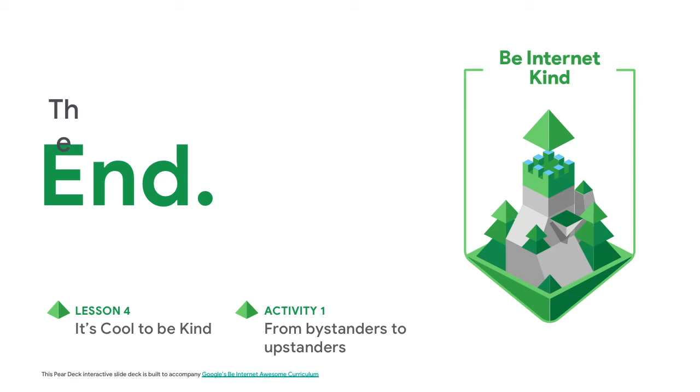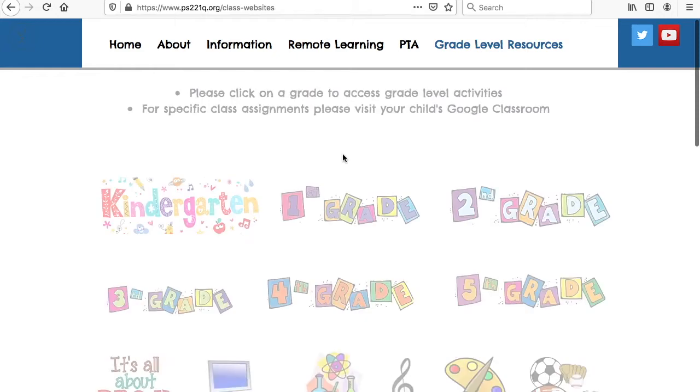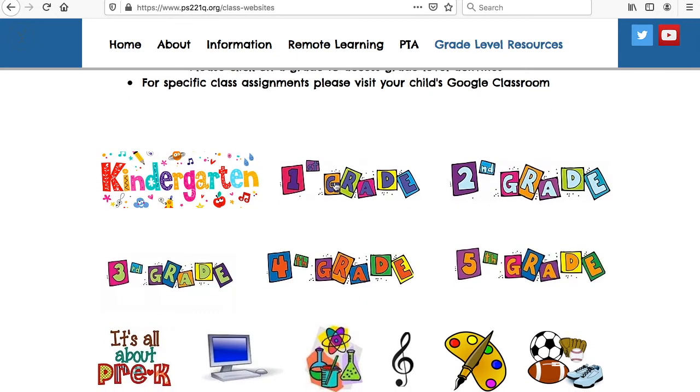Now we're going to play a game called Kindness Kingdom, which is about being kind when you're online. Now that we know the importance of being safe online and how to be an upstander, let's practice it. So we're at ps221q.org. We go to grade level resources. And the next thing we do, we go to first grade. So ps221q, grade level resources, first grade.